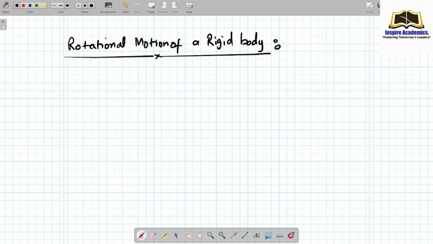Today's topic is rotational motion of a rigid body. Let us visualize how rotation really works. Let me just make x-axis, y-axis and z-axis. Something like this.